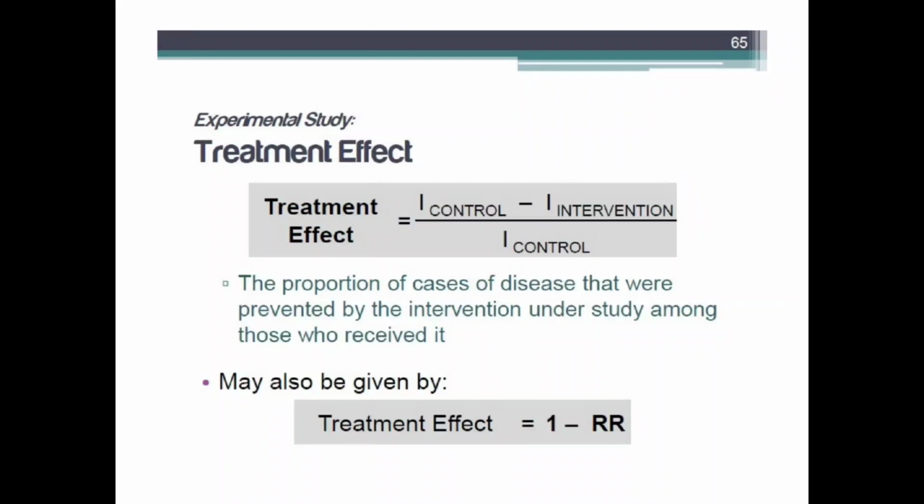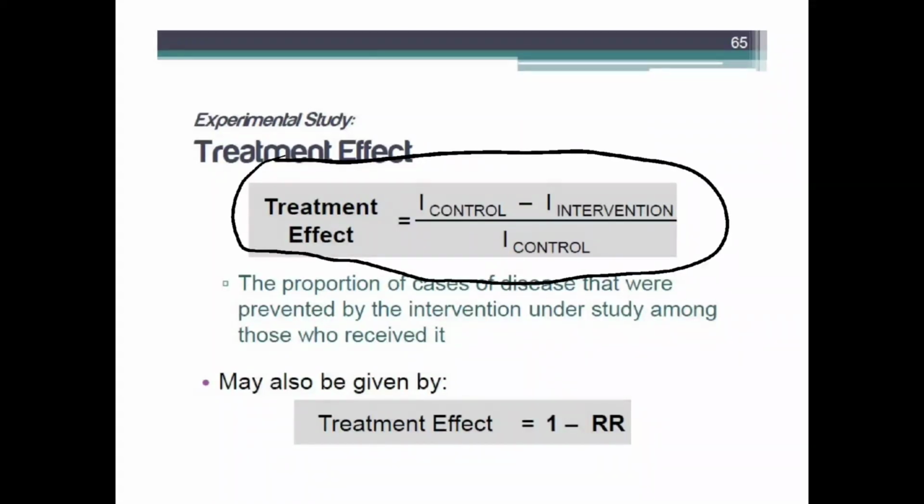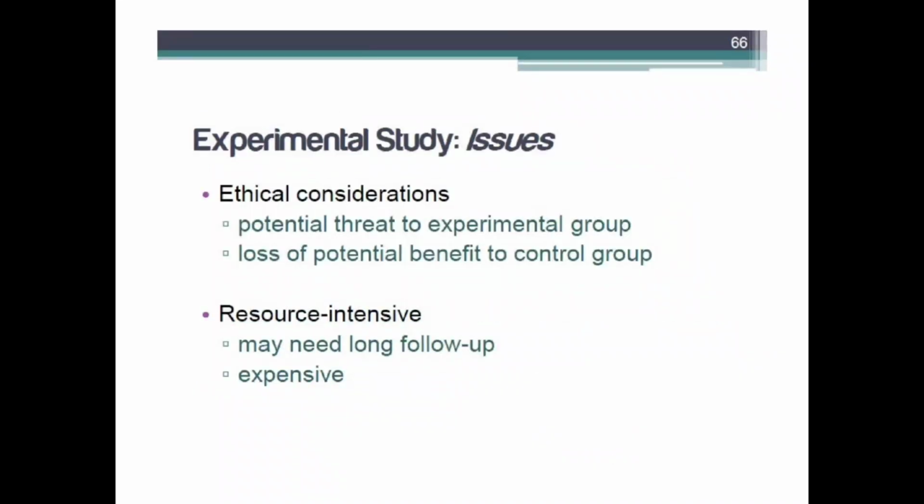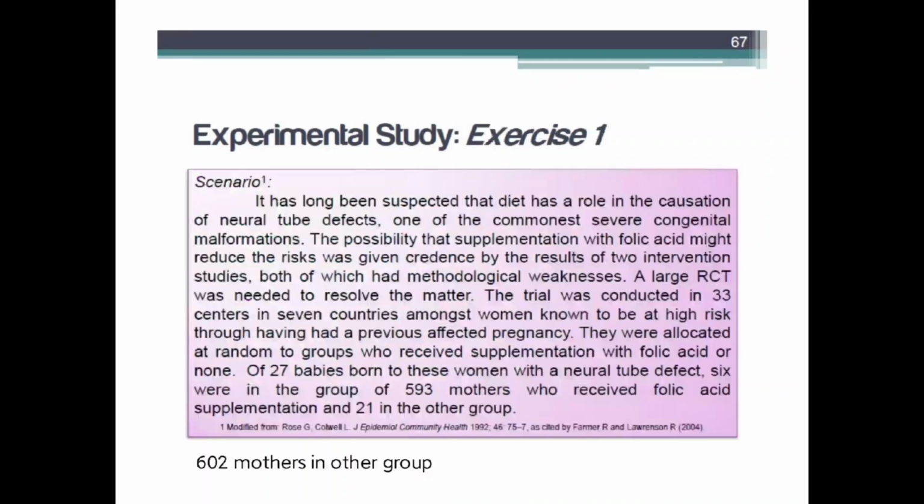Okay? However, to compute for the experimental study treatment effect, okay, ganito mo siya ko-compute. So, nagmamadali ka, ganito lang. 1 minus the relative risk or yung 1 minus the rate ratio or 1 minus the risk ratio. Pero this is the best method. Okay? The incidence of control minus the incidence of the intervention over the incidence of control. Okay. So, issues. Ayan. Pakibasa na lang. Ayan. Okay, let's try this one.